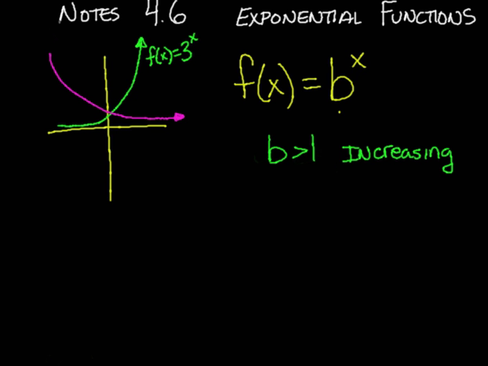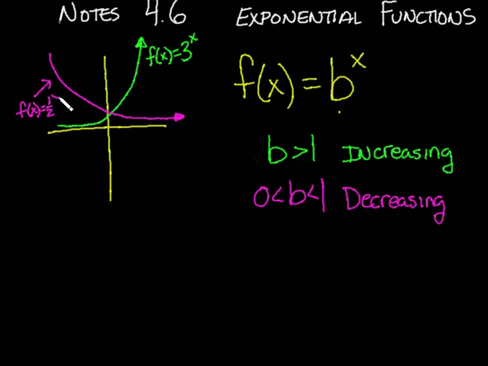But it can also get smaller. If b is between 0 and 1, then it's decreasing. This one over here would be like the function of 1/2 to the power of x. The trick is to be able to identify these from a table.